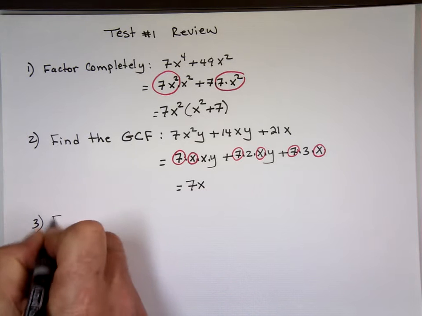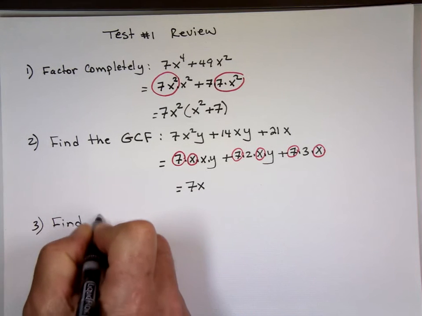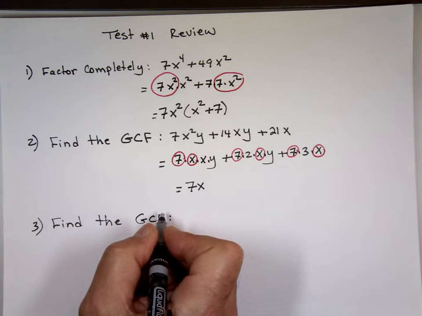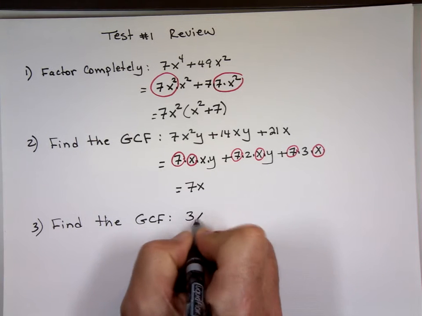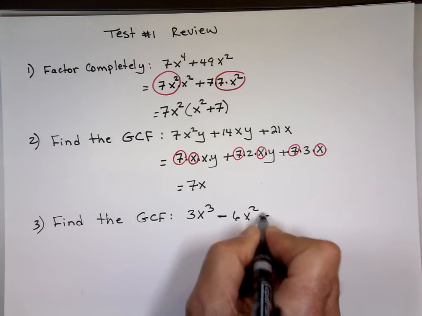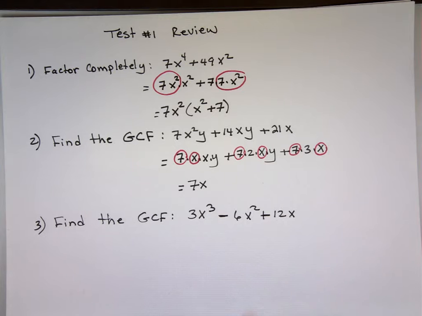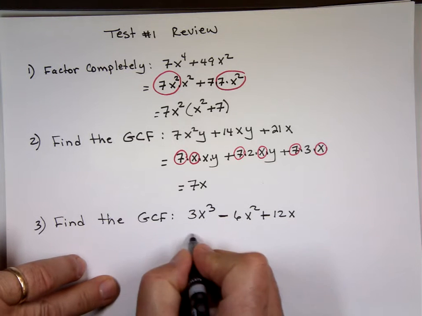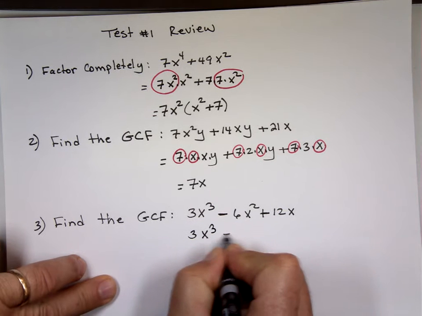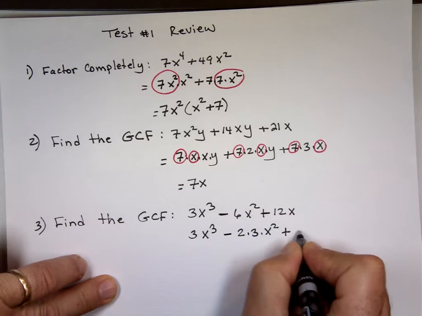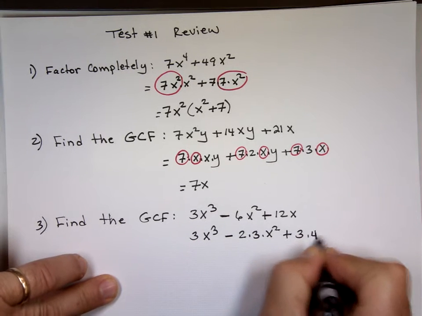Again, find the greatest common factor. And here we have 3x to the 3rd minus 6x squared plus the 12x. The 6 is actually 2 times 3, and the 12 is 4 times 3. So I can make that 3x to the 3rd minus the 6, which is what? 2 times 3 times x squared. The 12 is 3 times 4 times the x.